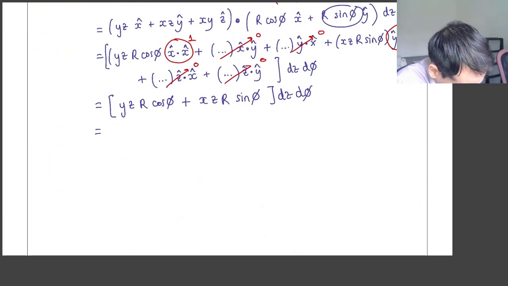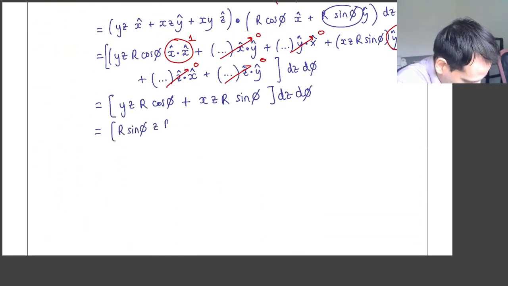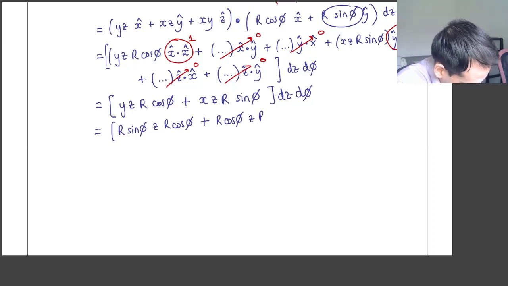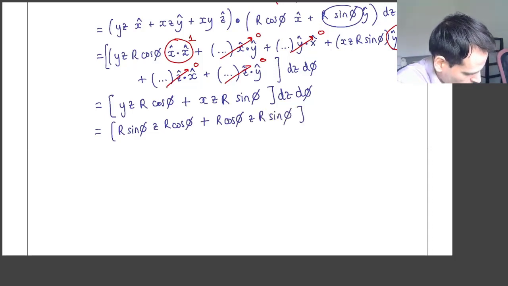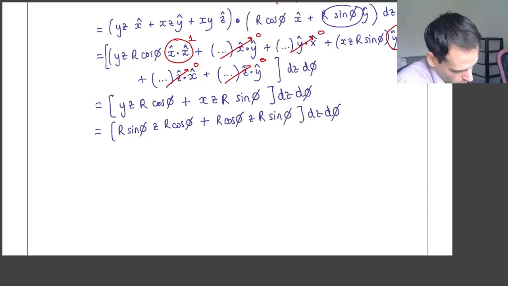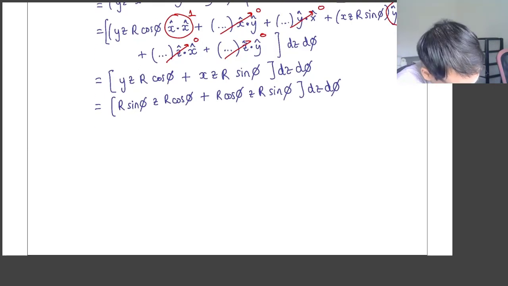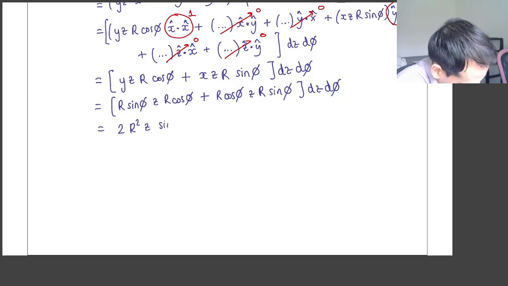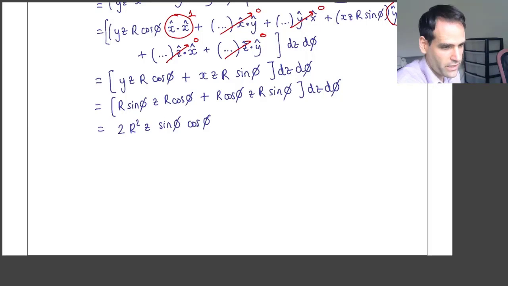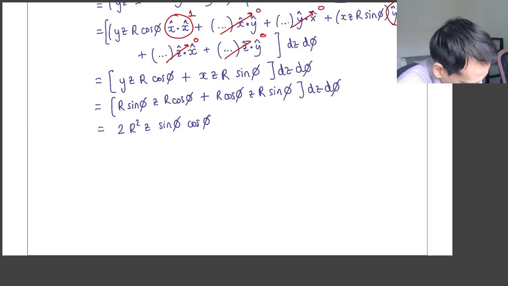So this is r sine theta times z times r cosine theta plus r cosine theta times z times r sine theta dz d phi. Actually, these two terms are the same, so we get 2r squared z sine theta cosine theta times dz d phi.